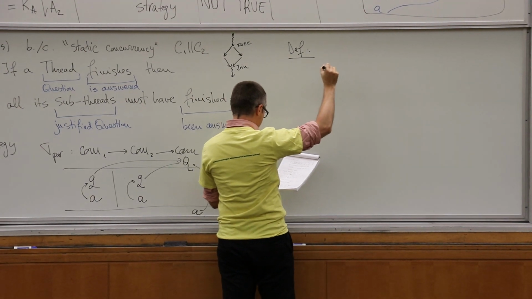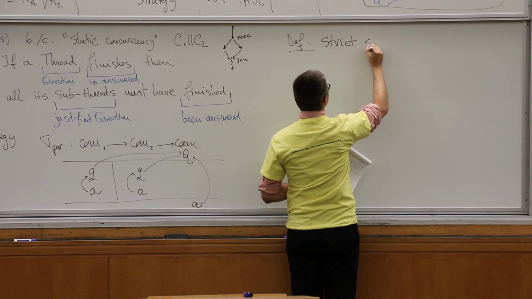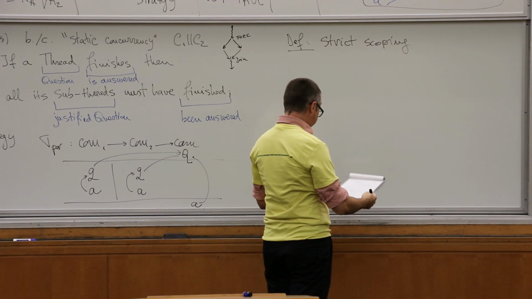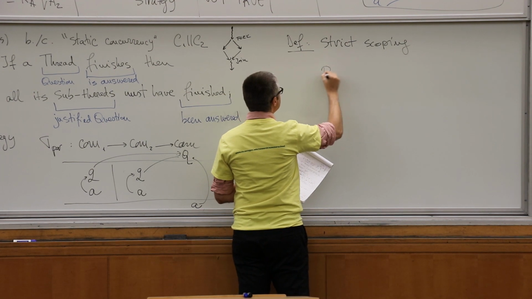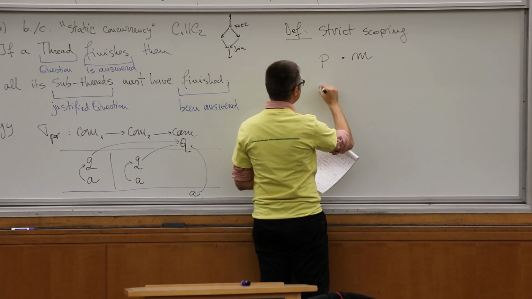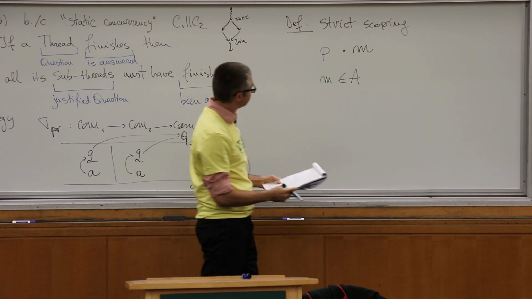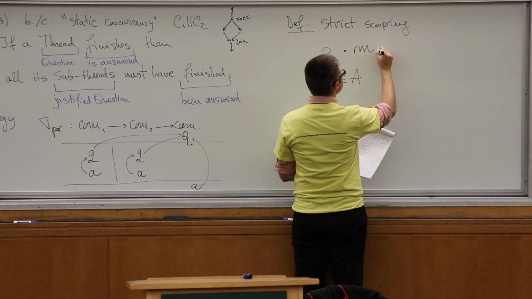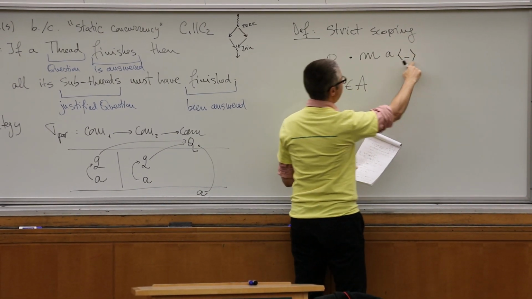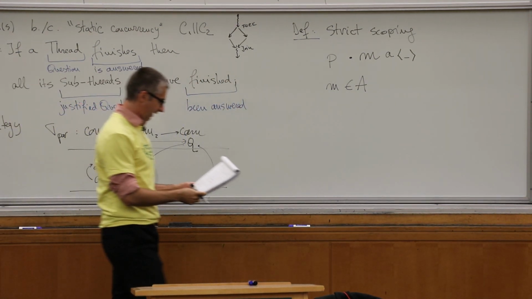The first one, it's called strict scoping. Which says that if I have a play and I have a move which is an answer, this move has a pointer, and answers never justify. So I'm putting an underscore here to mean that there is a name, but we don't care what name is there.